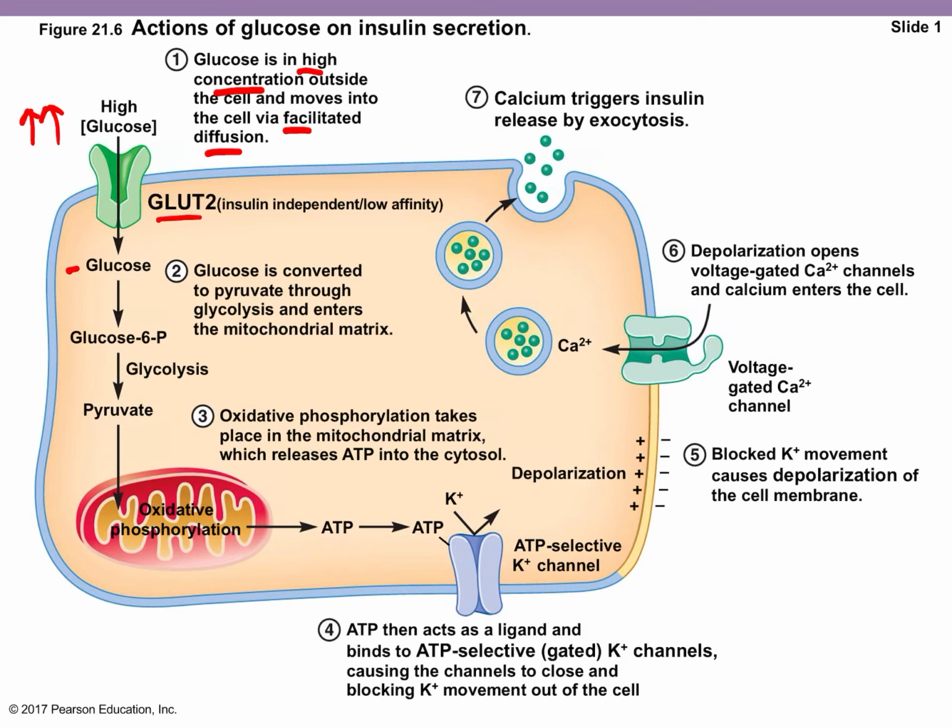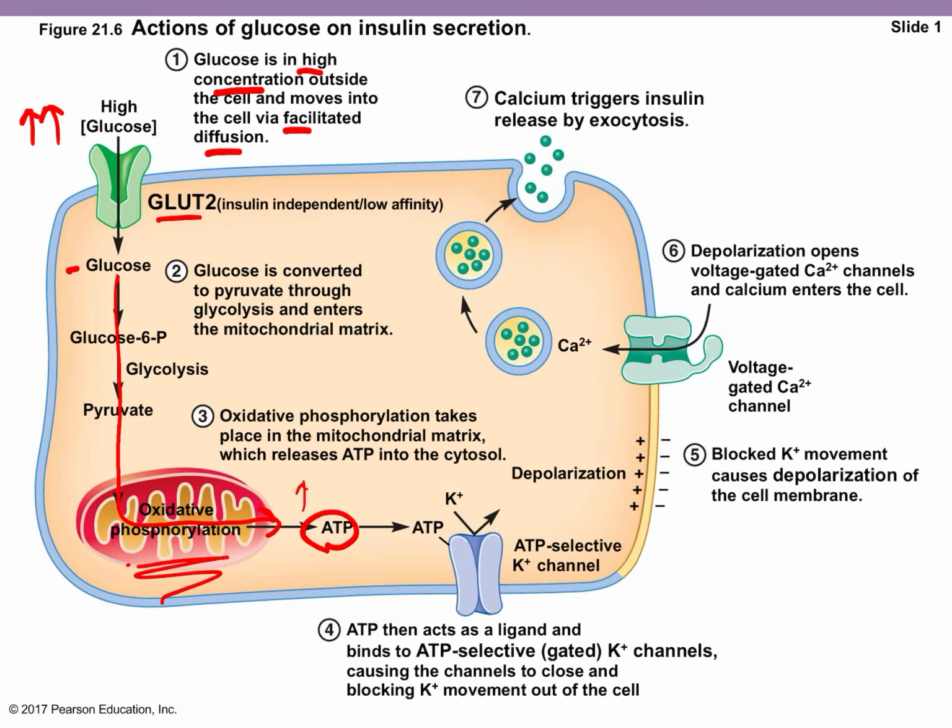Glucose is converted to pyruvate, and so on. This is the whole cellular respiration pathway. We don't have to talk about this. We're making ATP. As you get more glucose, more glucose is going to be broken down to ATP. We're going to increase the ATP concentration inside the cell.